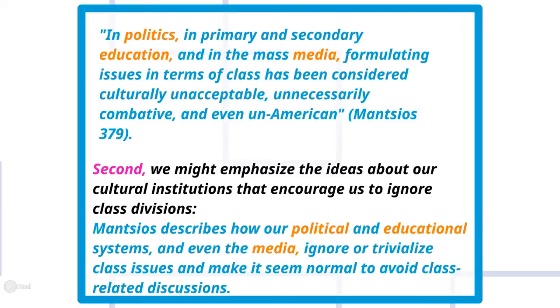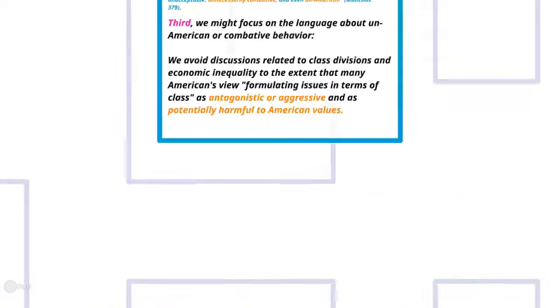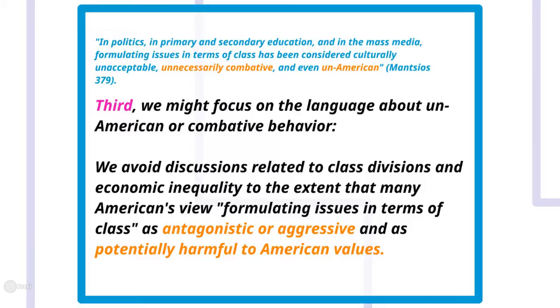Now let's see if we can say a third thing about this quotation in our own words. So here we might focus on language about un-American or combative behavior from the last part of the quote. So we could say something like, we avoid discussions related to class divisions and economic inequality to the extent that many Americans view formulating issues in terms of class as antagonistic or aggressive and as potentially harmful to American values.